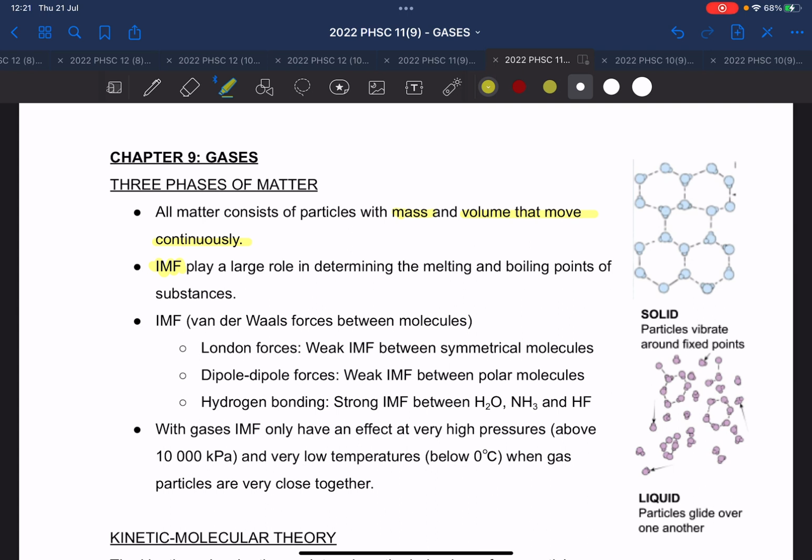What is the intermolecular forces? Do you know? Okay, intermolecular forces. What is a molecule? A molecule is two or more elements that are bonded together. For example, water. Water is a molecule. Like one water molecule is a molecule.